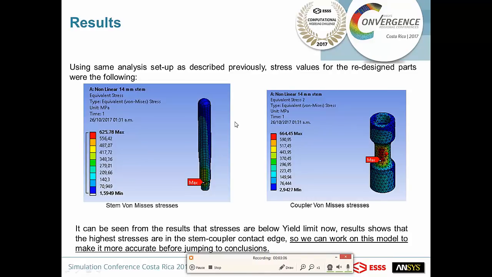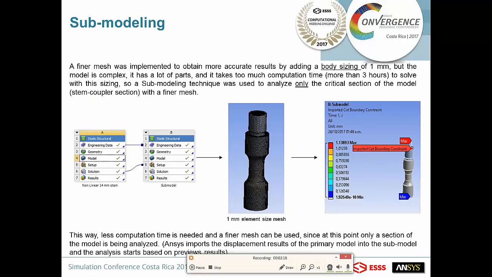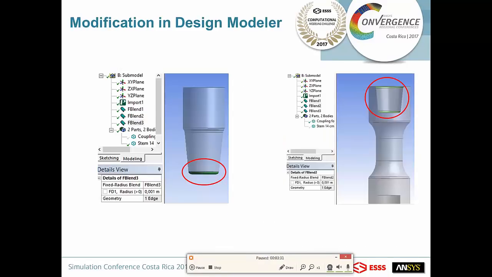In this analysis, since it was kind of complex, we did it with a coarse mesh. We wanted to do it again with a finer mesh. So what we did was to apply the submodeling technique, in which we choose our critical parts. We applied the loads, and we ran the submodeling simulation again. We also applied some fillets to the sharp edges in order to avoid higher stress at these points.